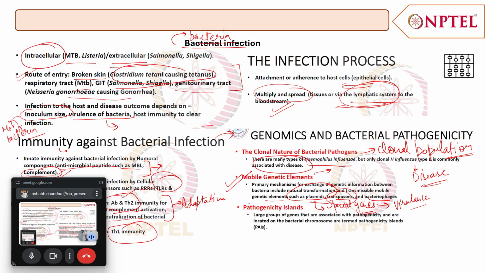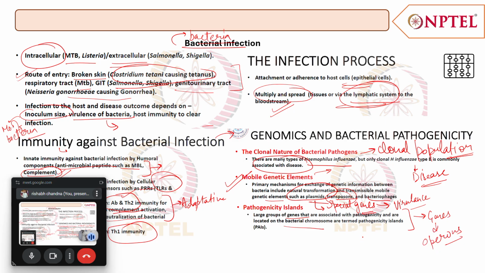Then pathogenicity islands: a large group of genes that are associated with pathogenicity and are located on the bacterial chromosome are termed pathogenicity islands. So what happens in the case of the bacteria is that most of the genes are present in the form of operons.